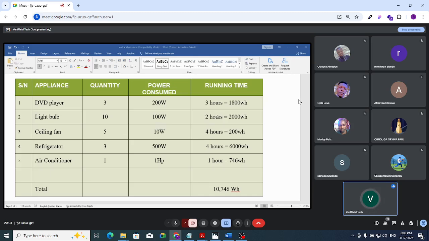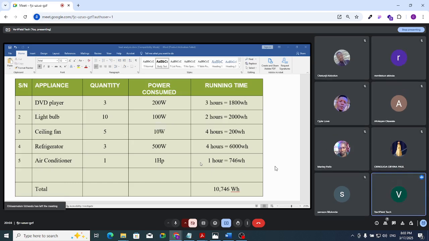So, having walked you through this process, it is now at this moment that you can ask how to design a system. What size of inverter system should be able to power this 10,746 watt hour worth of load? And that is the second phase of this course, which covers system design, because you are going to be designing the size of the inverter, the size of the charge controller, the size of the batteries and solar panels.